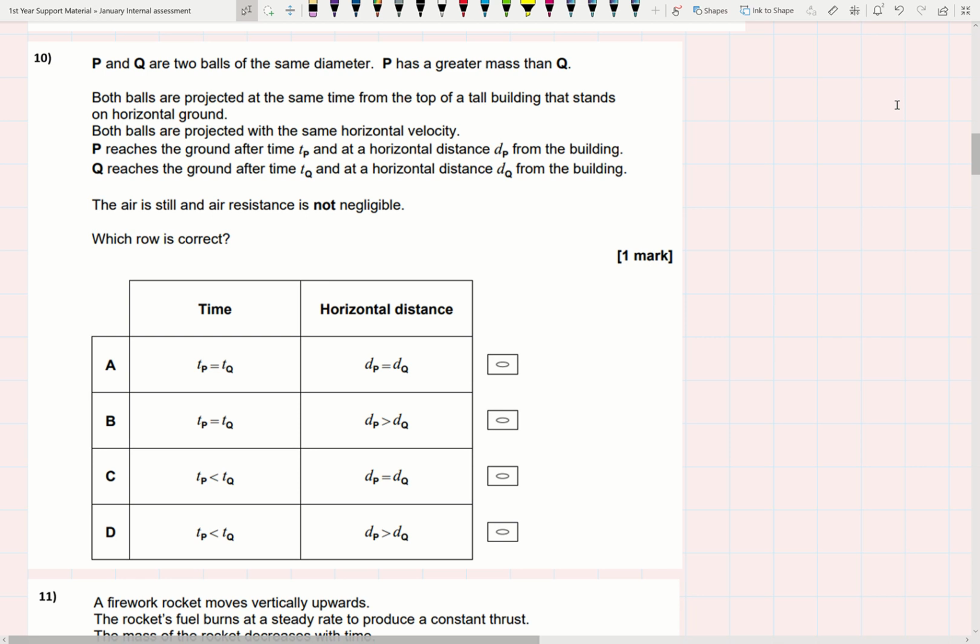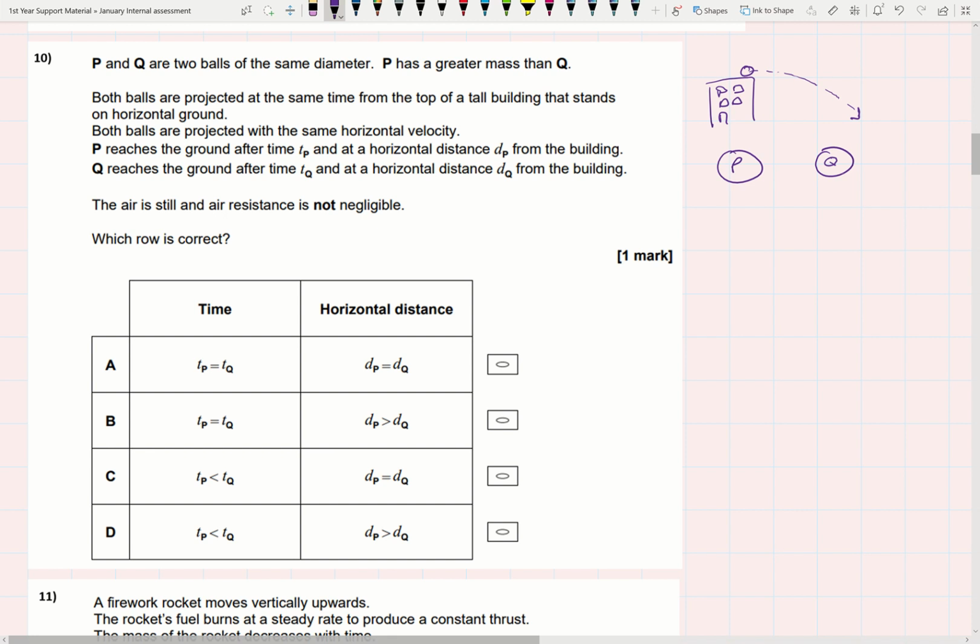Okay, picking up from question 10, I've got two balls and I've got a tall building. So they're going to come off like this and they're both going to undergo a parabolic path. So what I know about, I've got ball P, I've got ball Q.